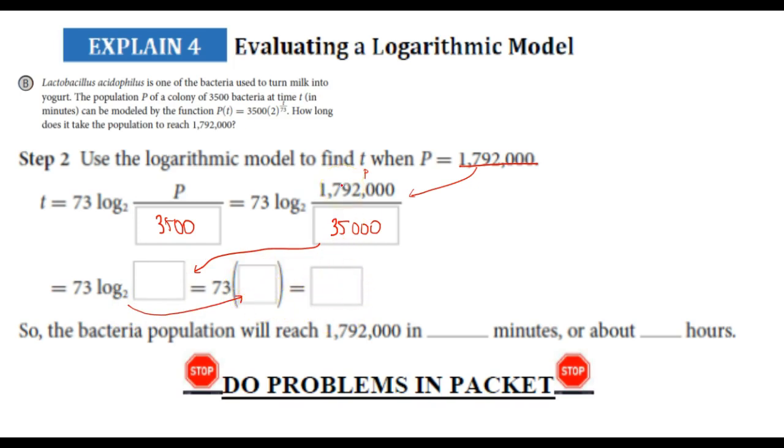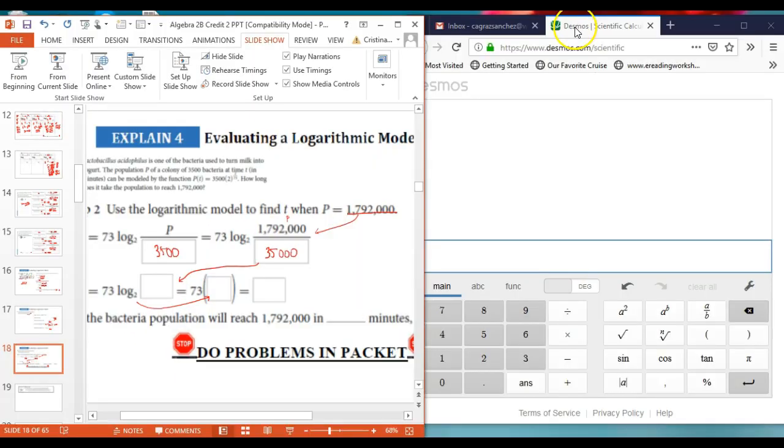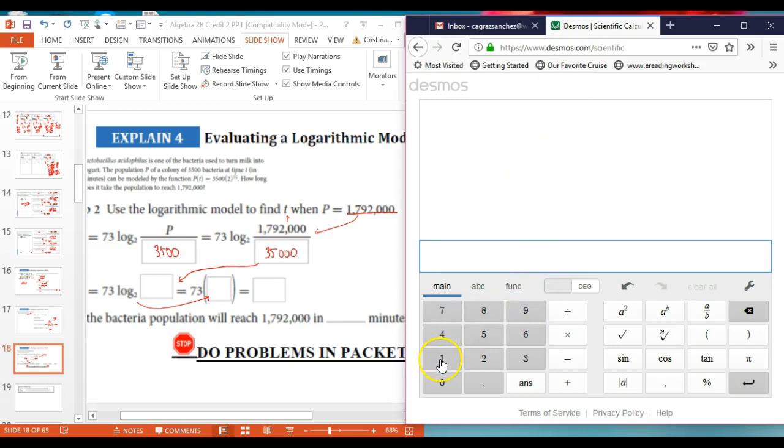So let's go ahead and open up our Desmos calculator one more time. All right, let's figure out what 1,792,000 divided by 3,500 would be. So it's about 512, so keep that in mind. So we're going to use that there. We also want to find what the log base 2 is of 512. So let's go ahead and work that out.